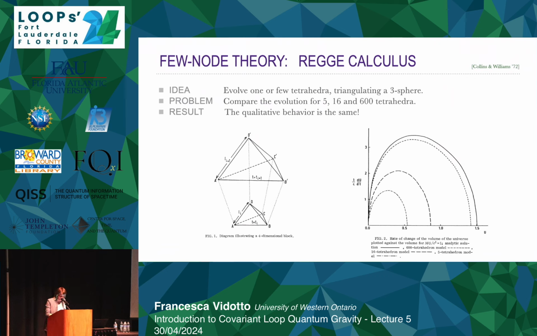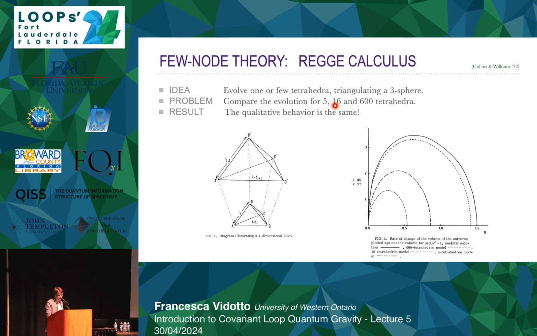So in this work, they were doing exactly what I was telling you about: taking different regular triangulations of the three-sphere. Unfortunately, if you wanted to stay with a regular triangulation, one in which all the tetrahedra are the same, all the angles and all the areas are the same, you can do this with 5 tetrahedra, and then the next regular one is with 16 tetrahedra, and the next regular one is with 600 tetrahedra. So the scaling here gets a bit wild.